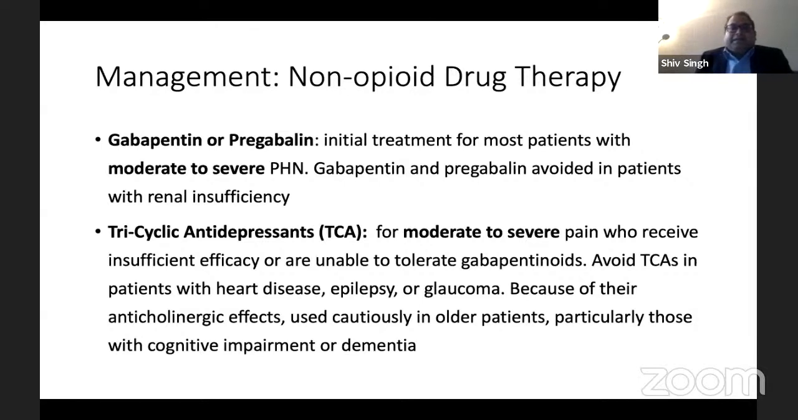And this is used if the patients are intolerant to gabapentin or pregabalin, then tricyclic antidepressants are used. Tricyclic antidepressants should be avoided in patients who have heart disease, or a history of epilepsy or glaucoma, because they have the anticholinergic effect. For the same reason, they're also avoided in elderly patients because they can cause cognitive impairment or dementia. So tricyclic antidepressants are not a good drug in these patients.